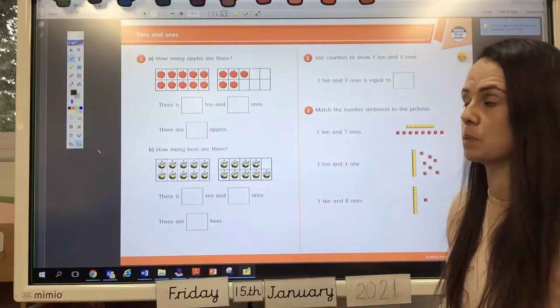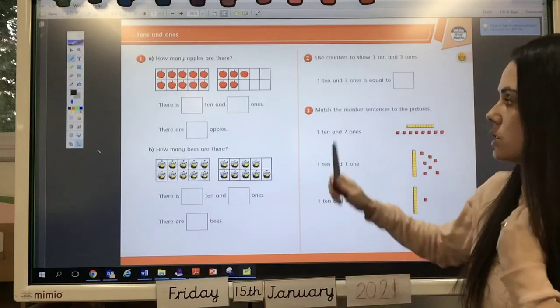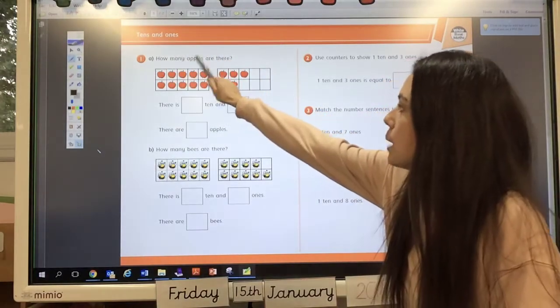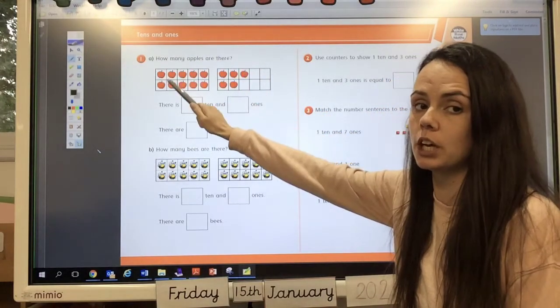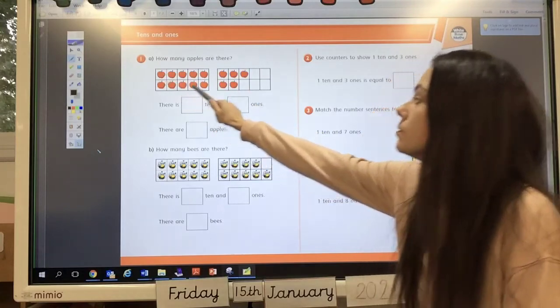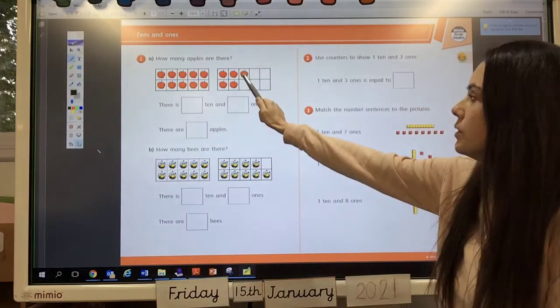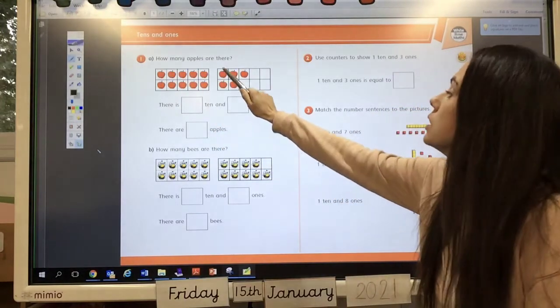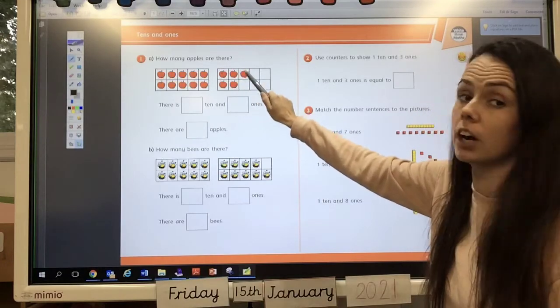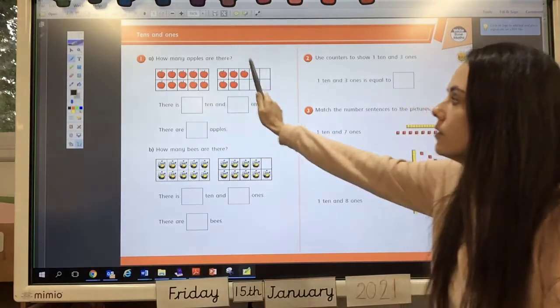Now this is today's worksheet. Let's go with our first question. So, how many apples are there? Now we know here we've got a complete 10 and we've got how many ones? 1, 2, 3, 4, 5. 5. So 1 ten and 5 ones.